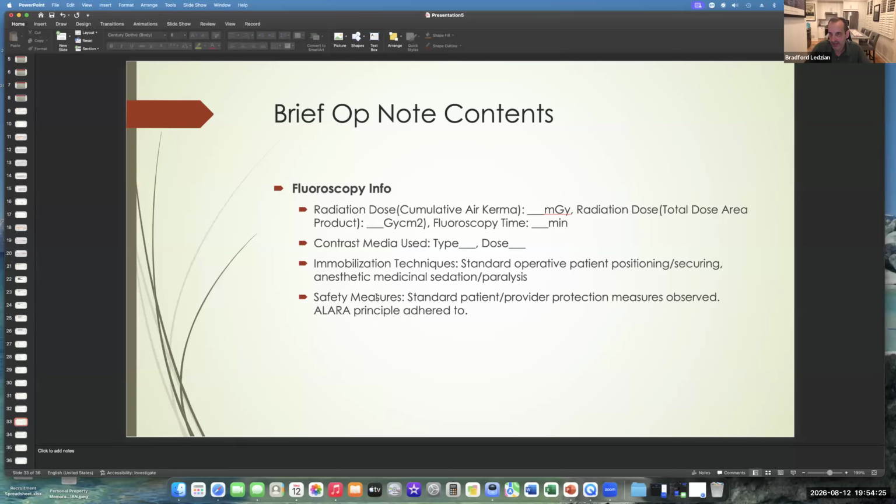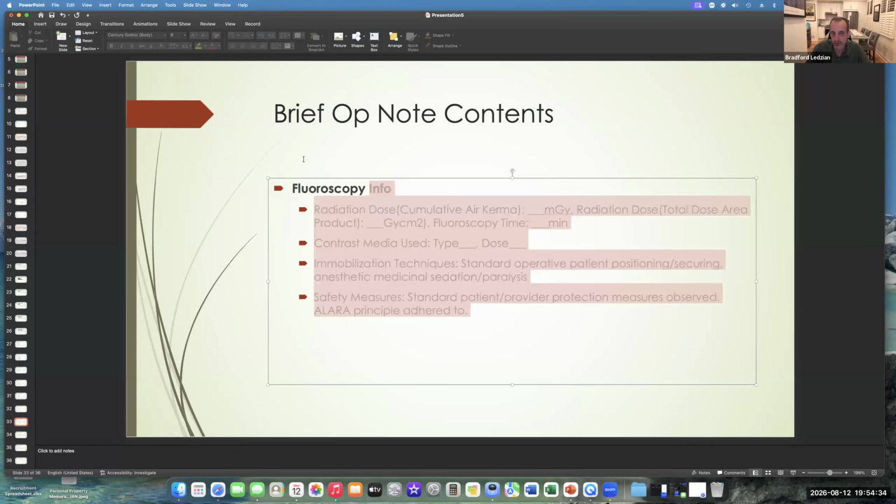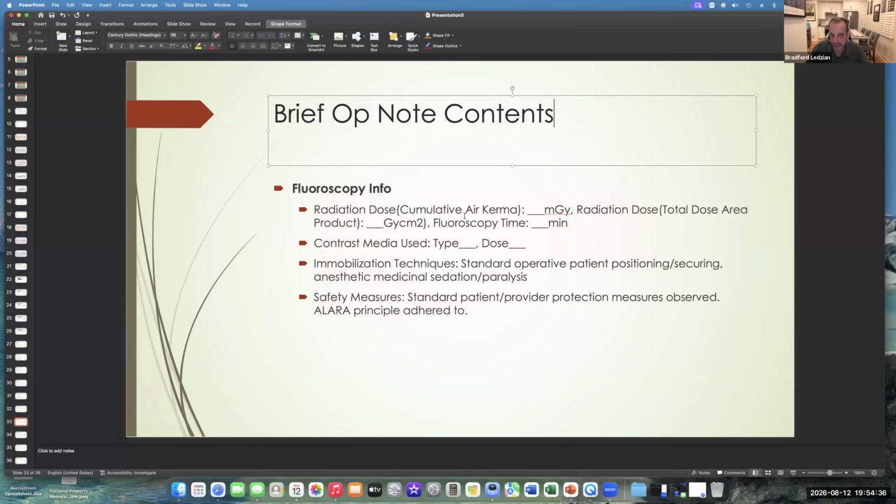And this is the type of thing that could be templated within your note. It's written once way ahead of time. And then anytime there's fluoroscopy, you just leave it. If fluoroscopy wasn't used, you highlight it and then you erase it. All right. ALARA is as low as reasonably possible, or as low as reasonably achievable. So that's the idea behind that.